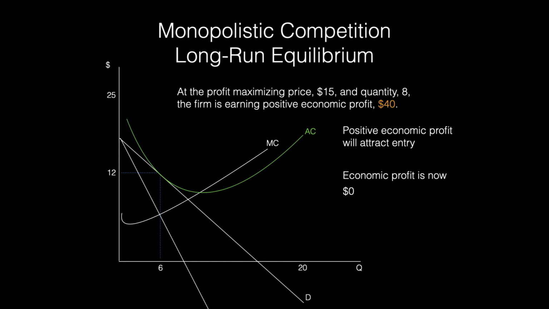At this point, price will be equal to average cost. However, it is important to note that the firm is not producing where average cost is at its minimum, like the perfectly competitive firm, nor does price equal marginal cost.